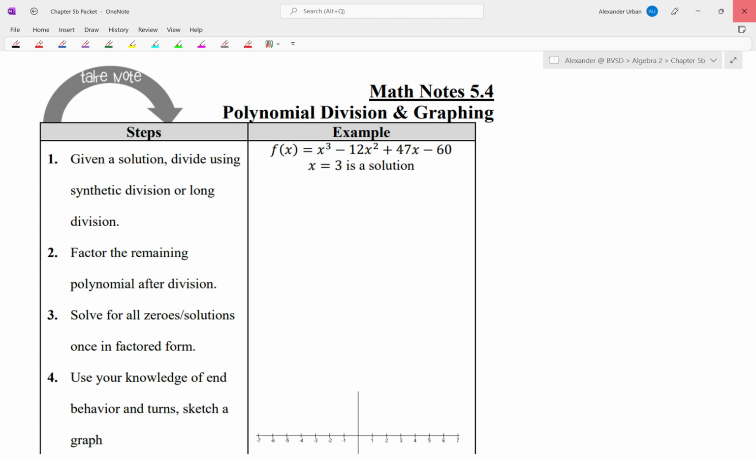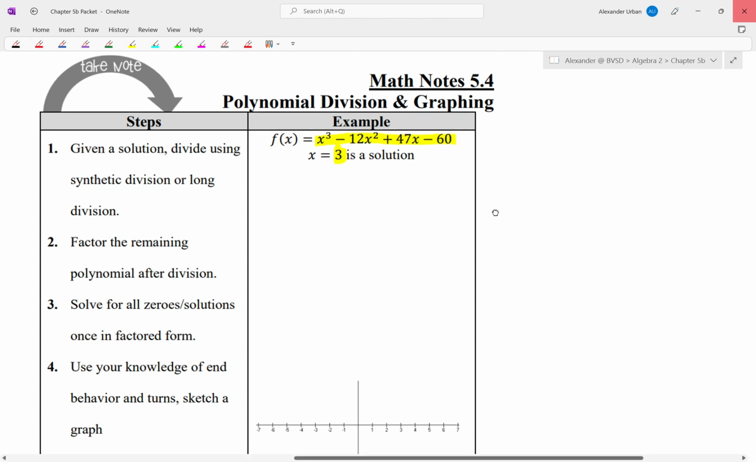Hello all. For this lesson we are going over the last section of 5.4, which is polynomial division and graphing. So we're going to divide this polynomial f of x, which is x cubed minus 12x squared plus 47x minus 60. And we're going to test if x equals 3 is a solution, aka is it a factor? If it is, awesome. If it's not, not so awesome. But we're going to graph it as well.